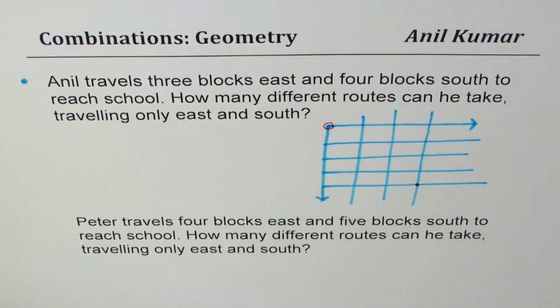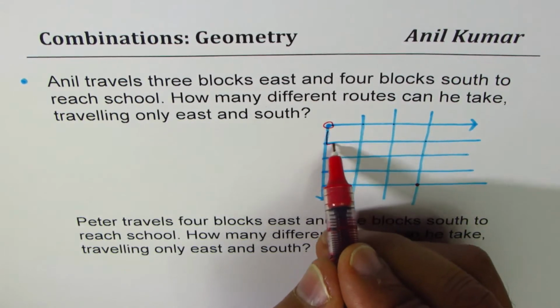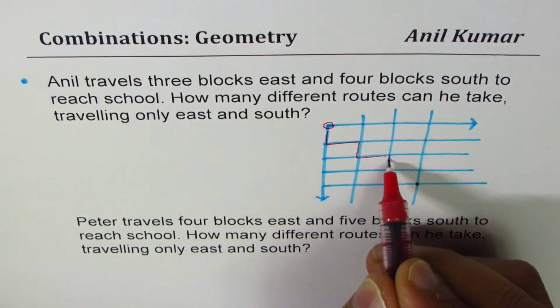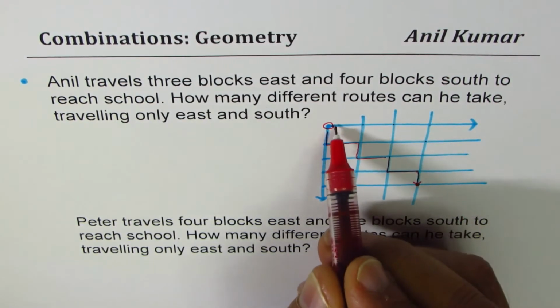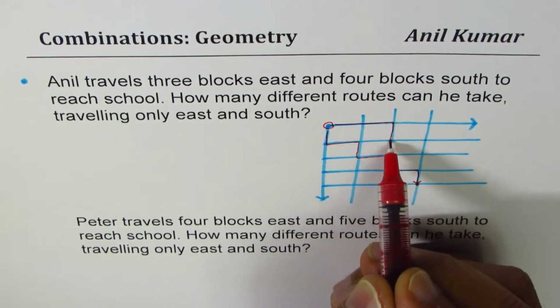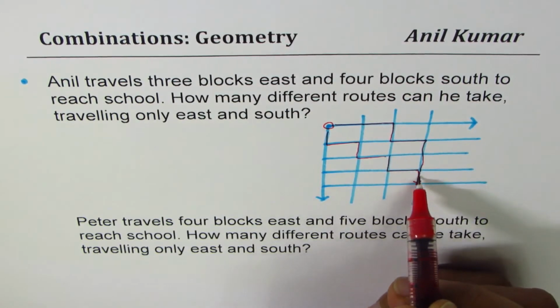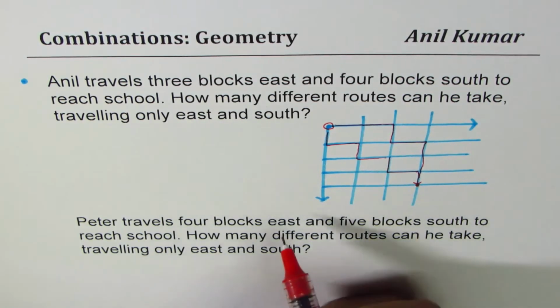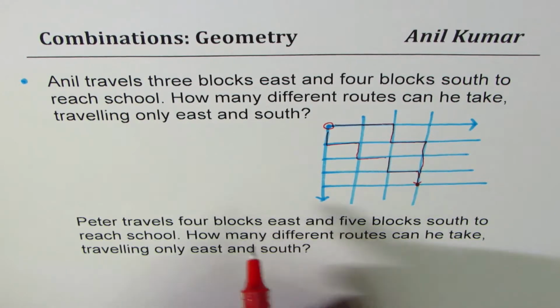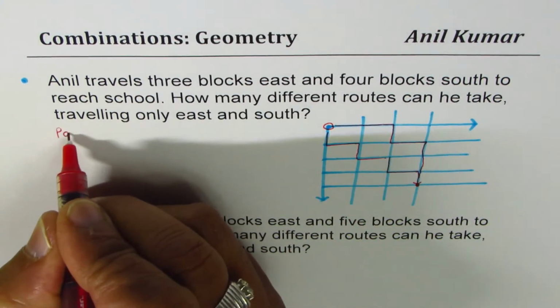So you could go many different ways. You could go like this, for example. Reach, correct? Or you could go, for example, like this, and then reach. So there are so many paths to follow. We need to figure out how many possible routes are there. So in the first strategy, we'll talk about Pascal's triangle, right? And see how we can do using Pascal's triangle.